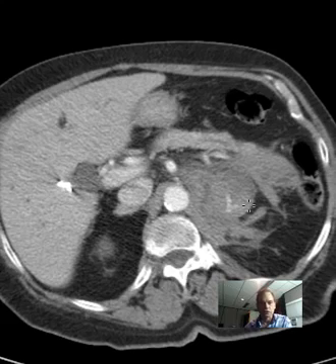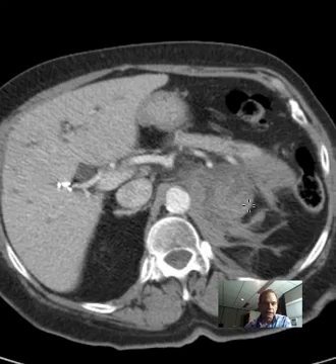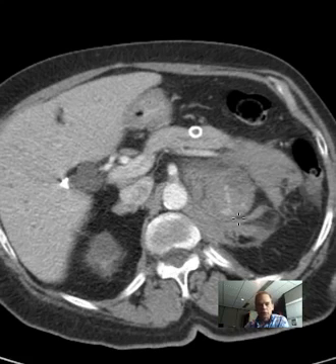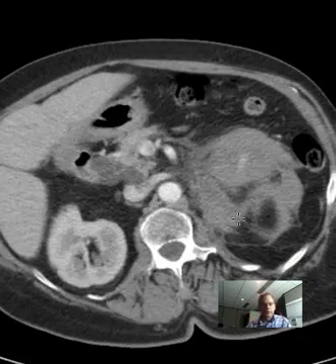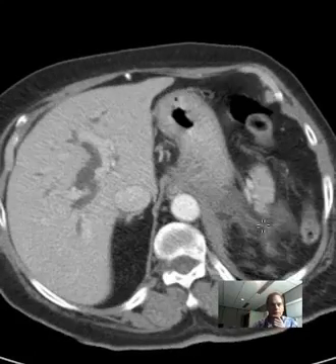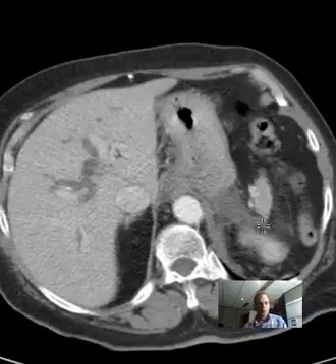IV contrast was injected. But now we see that there is active bleeding, so it's not only a left adrenal hematoma, but there is active bleeding. And here you can see the active bleeding tracking off into different portions of the hematoma.